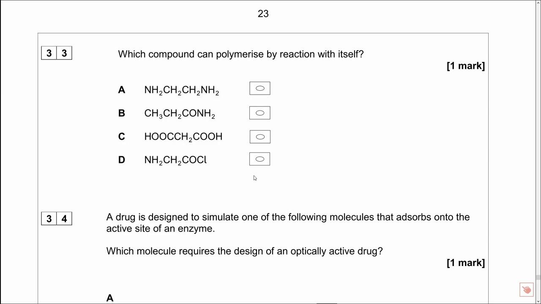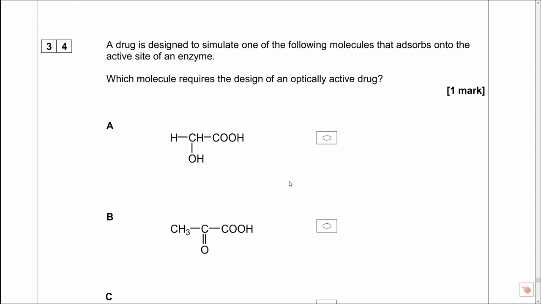There we go. Which compound can polymerize by reaction with itself? It's going to end up being this one here, and we'll end up with the amide linkage between the amino group reacting with the carbonyl group, making the amide linkage there, the polyamide. 34, last couple.